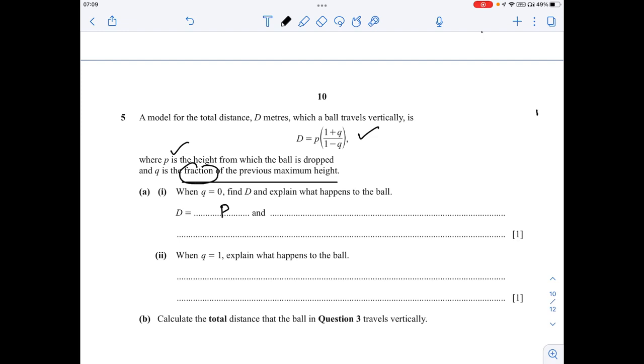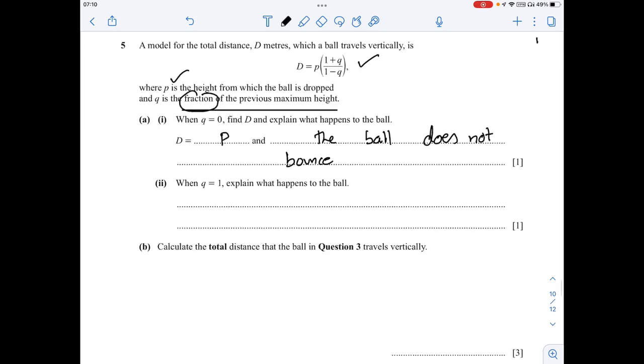It does not bounce to any particular part of the maximum height. Means the ball does not bounce. Now when q equals 1 it means it is bouncing to the same height. The ball bounces to the same height.